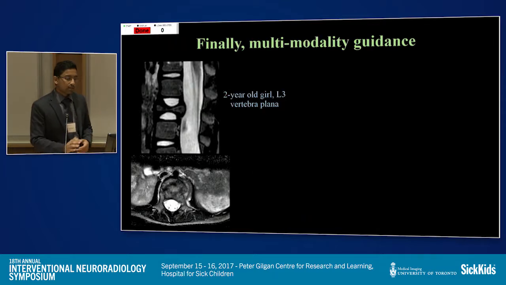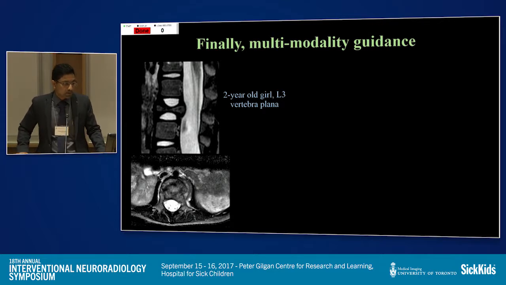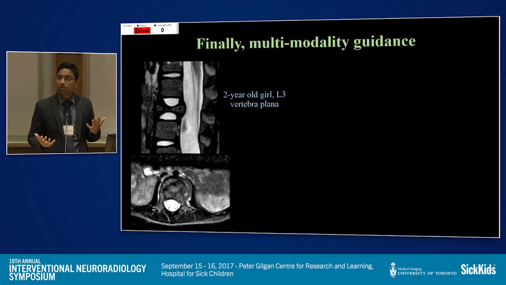Finally, a word on multi-modality guidance. A few days back, we saw this 2-year-old girl with severe lower back pain because of this collapsed vertebrae, L3 level. And there's a soft tissue component in the level of the body, and also a small soft tissue paraspinal component. Now, the first discussion obviously becomes how required or how important is this biopsy with a radiological diagnosis of Langerhans cell histiocytosis. But if the oncologist is not willing to wait and watch, how safe is a biopsy when the pedicle is smaller than the biopsy devices that we have?